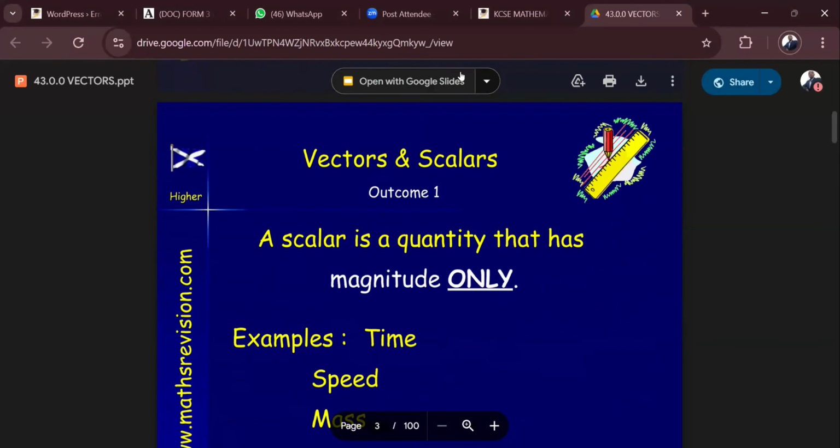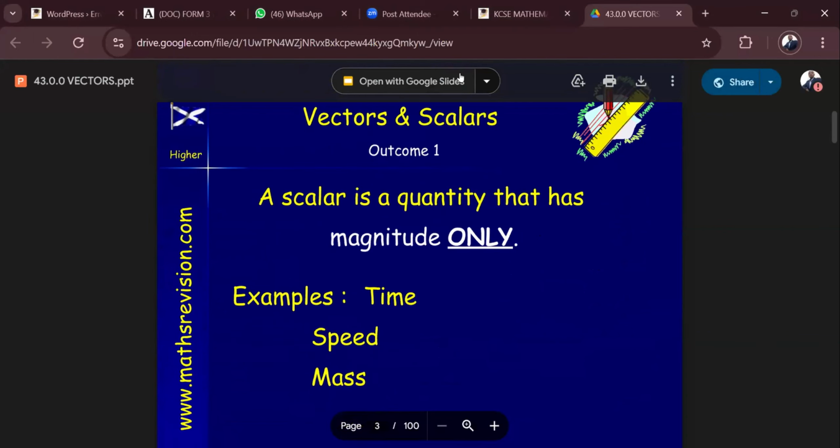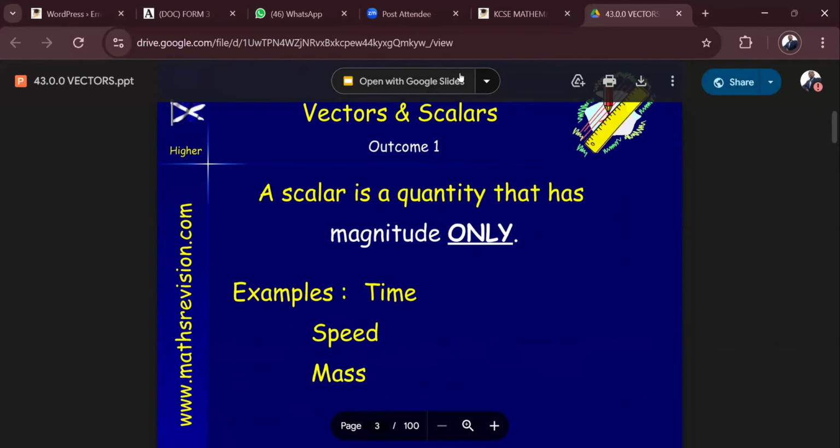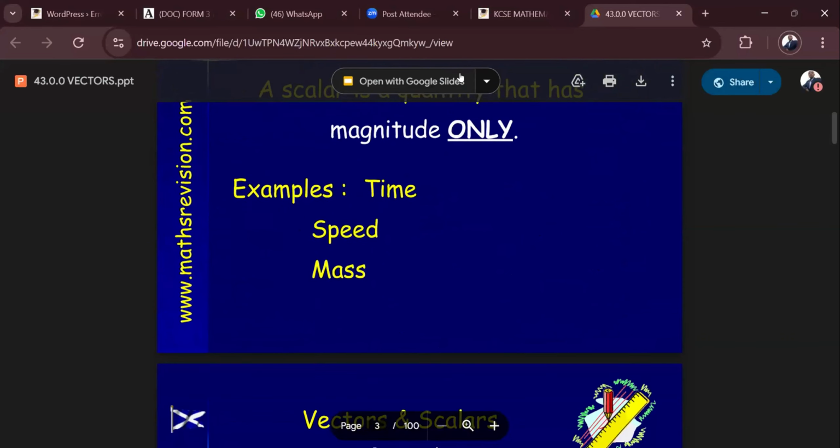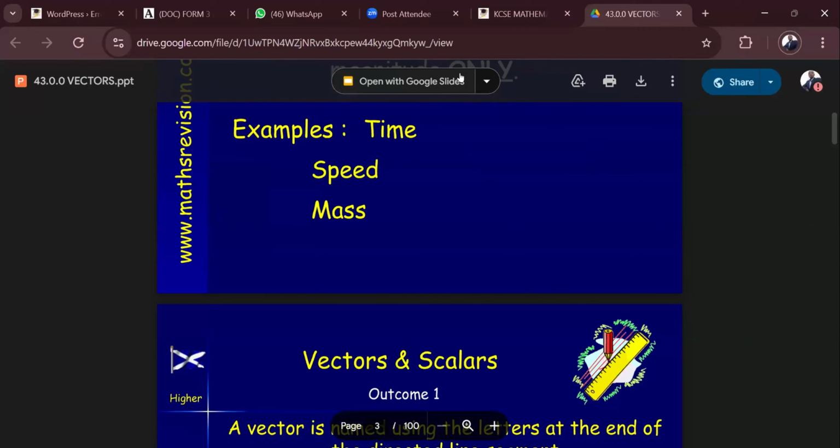So when it comes to scalar quantities, are those quantities that have got... acceleration is also a vector quantity. Very good. Bryson iko sawa. Very, very good, Bryson. Kuna kitu kama scalar quantity, it has magnitude only. An example, we have time. Time has no direction, speed has no direction, mass has no direction, but weight has direction. Okay?